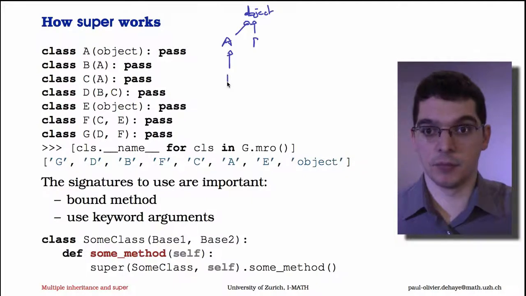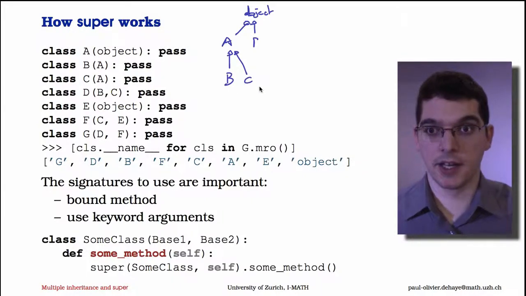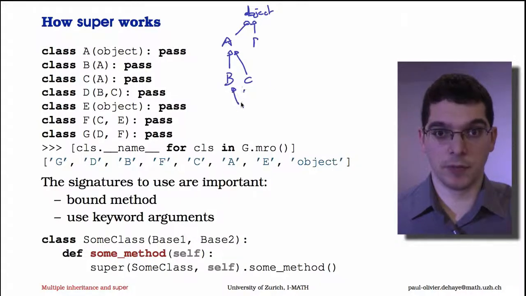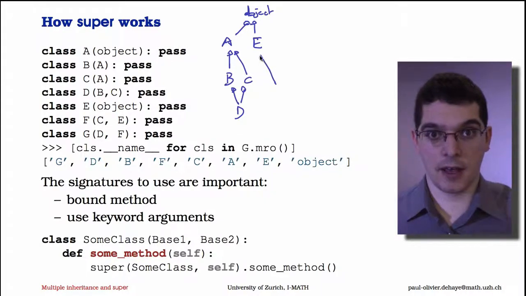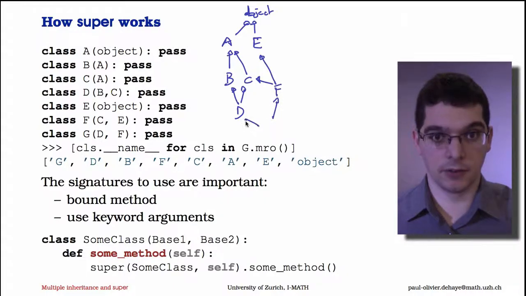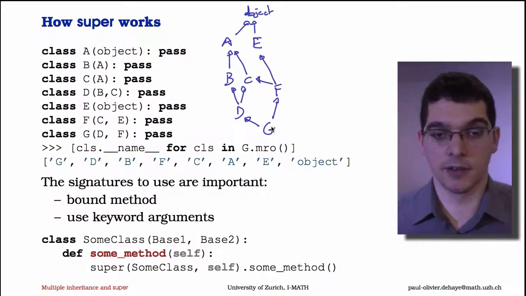So B depends on A, C depends on A, and D depends on B and C, and I have E here. Now F depends on C and E. I've already drawn this graph. And G depends on D and F.